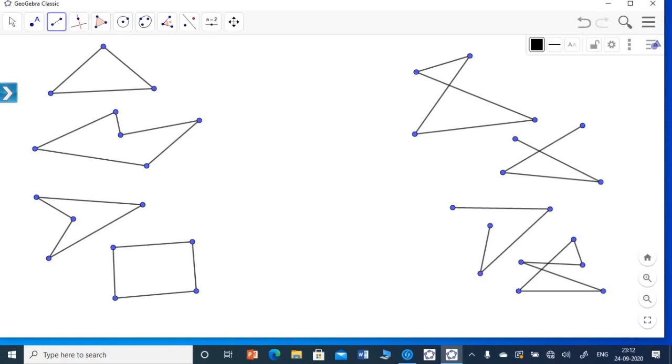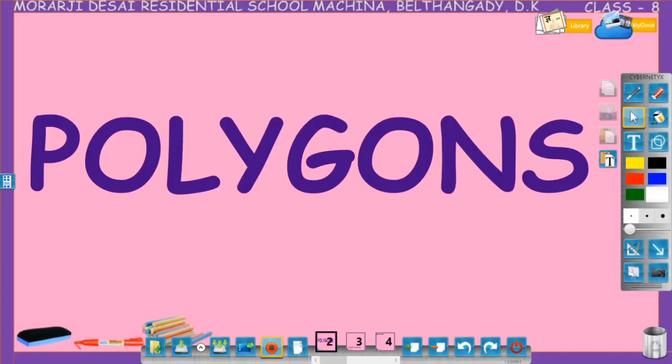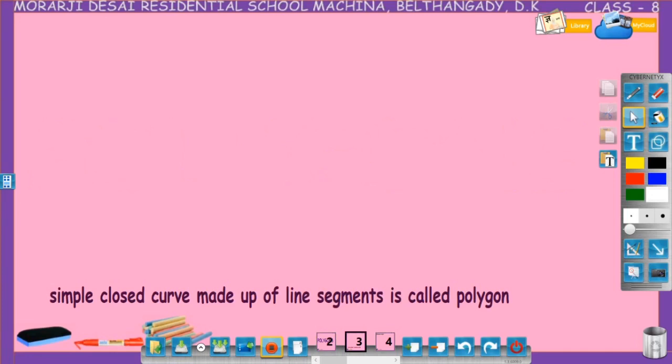The figures which are there in the first set are called polygons, and in the second set they are not polygons. So what do you mean by polygons? Polygons are simple closed curves made up of line segments. A simple closed curve made up of line segments is called a polygon.